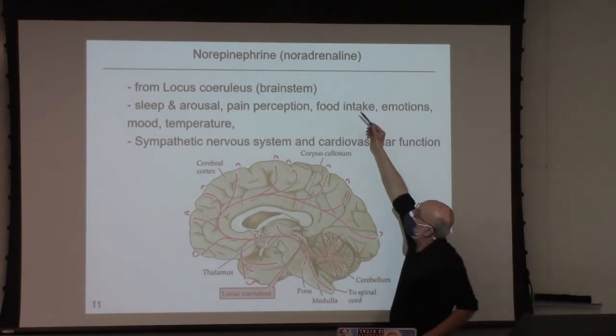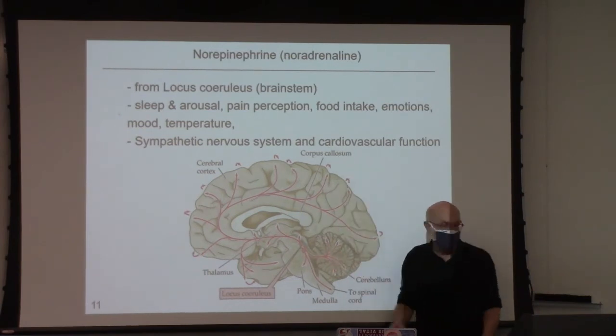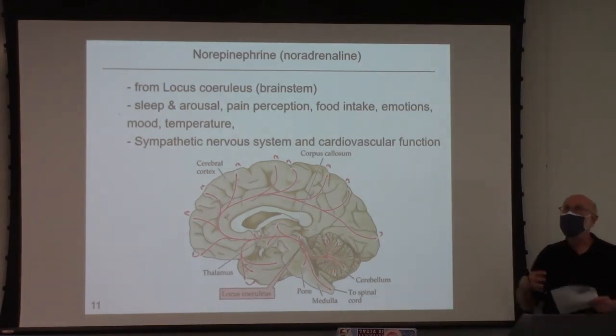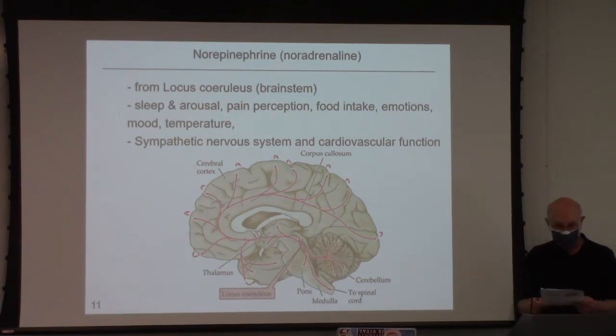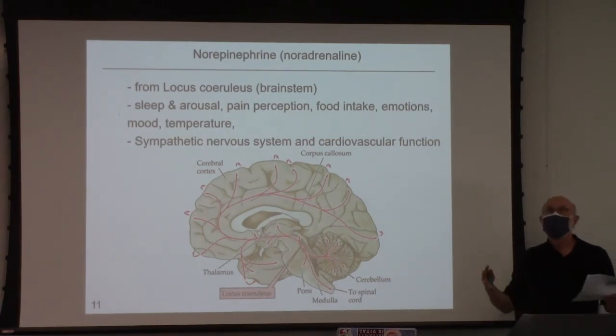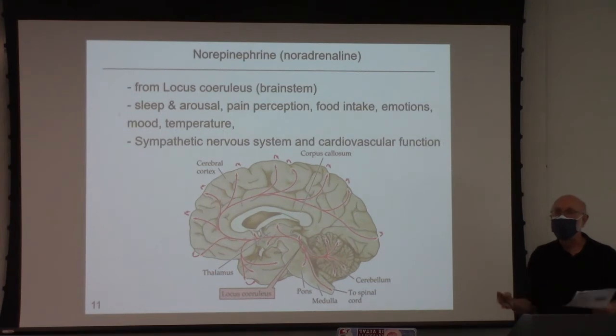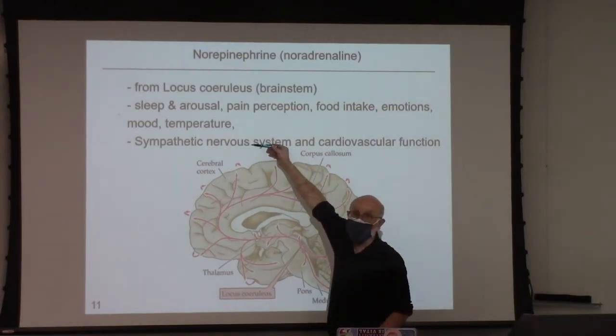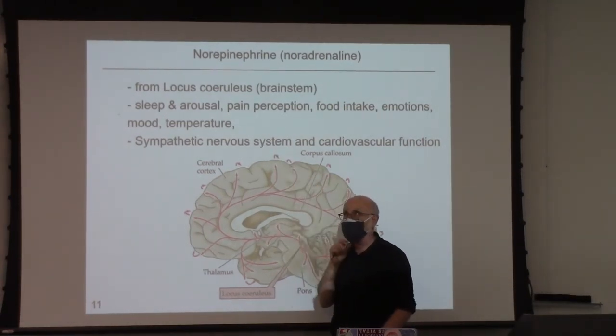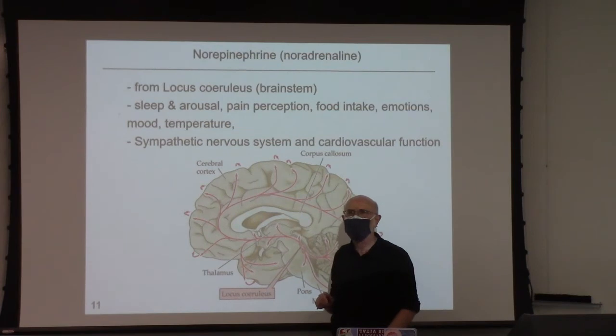And the norepinephrine in the central nervous system is important for things like arousal, waking up, being just physically aroused, not asleep, not unconscious. And they are going to be important in the sympathetic nervous system, which we're going to talk about, I guess, on Wednesday.